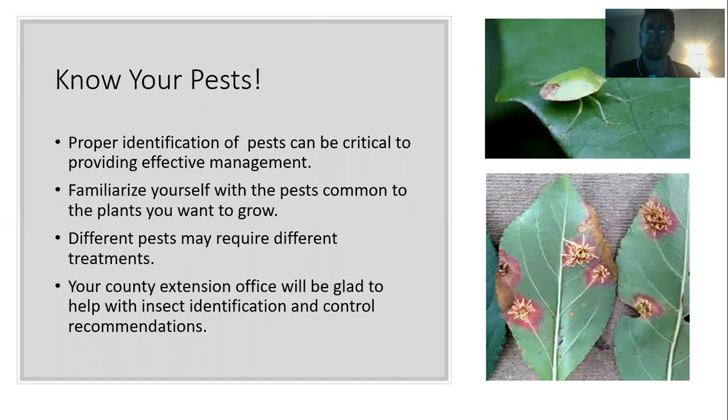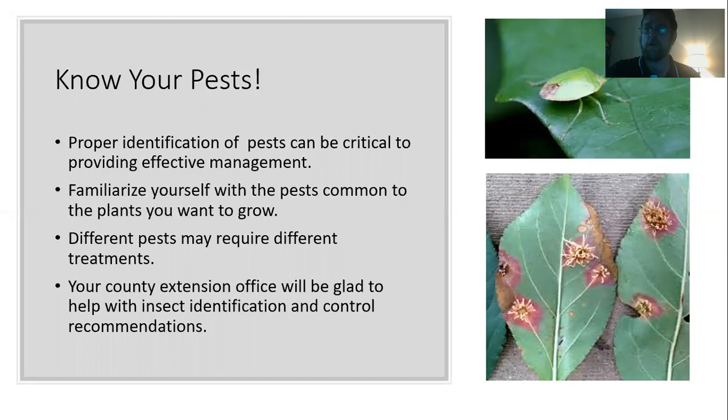And again, your county extension office is a wonderful resource for identification of pests. There are a number of publications that I definitely encourage you to go and take a look at. We have a publication for insect pests of vegetable gardens and insect pests of ornamentals, as well as some disease-specific publications for particular crops. There's an excellent publication that came out on diseases of tomatoes that I encourage you to look up on our website.